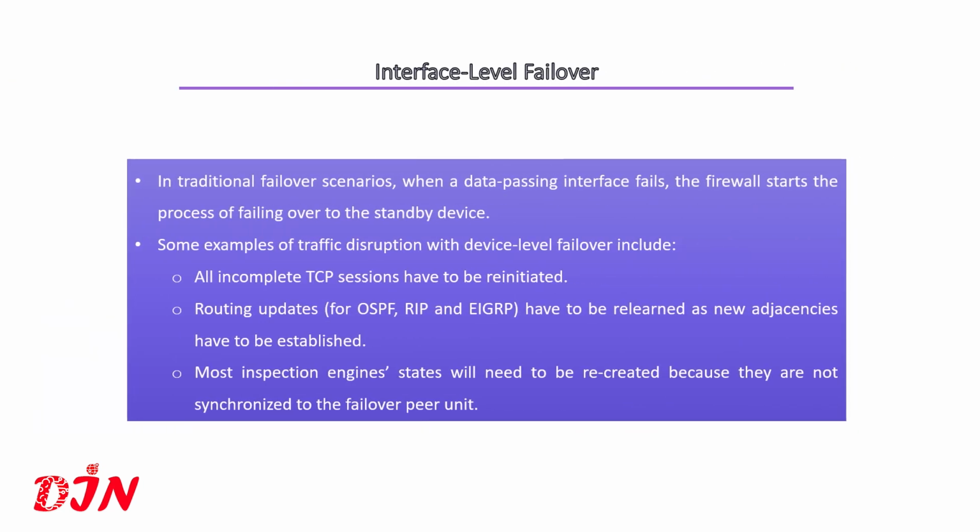Interface level failover. In traditional failover scenarios, when a data passing interface fails, the firewall starts the process of failing over to the standby device. Consequently, some of the traffic gets disrupted during a device failover, even if a stateful failover is enabled. Some examples of traffic disruption with device level failover include: all incomplete TCP sessions have to be reinitiated, routing updates for OSPF, RIP and EIGRP have to be relearned as new adjacencies have to be established. Most inspection engine states will need to be recreated because they are not synchronized to the failover peer unit.